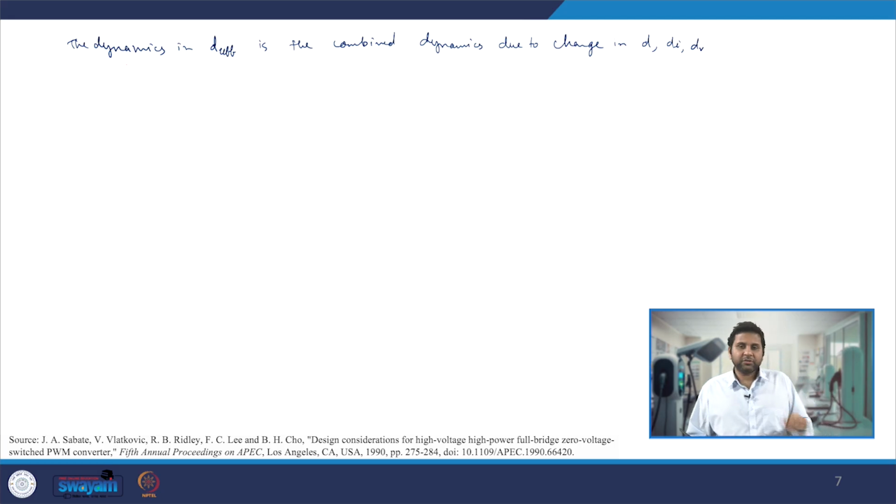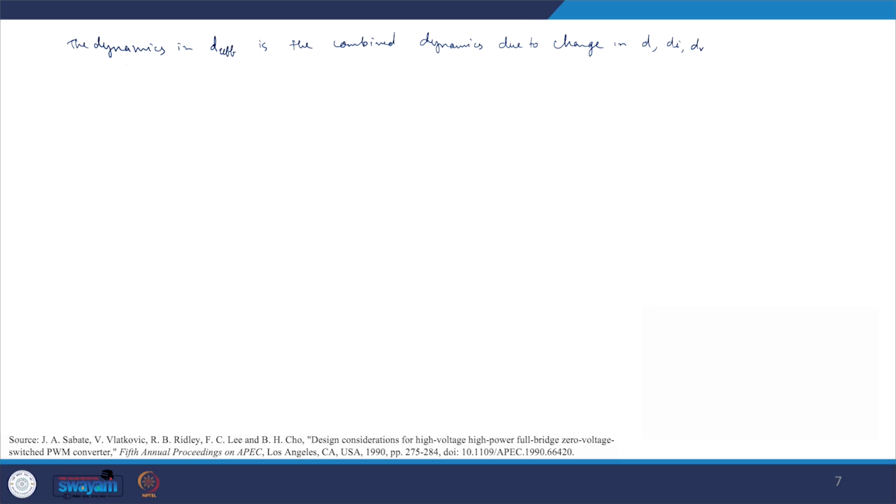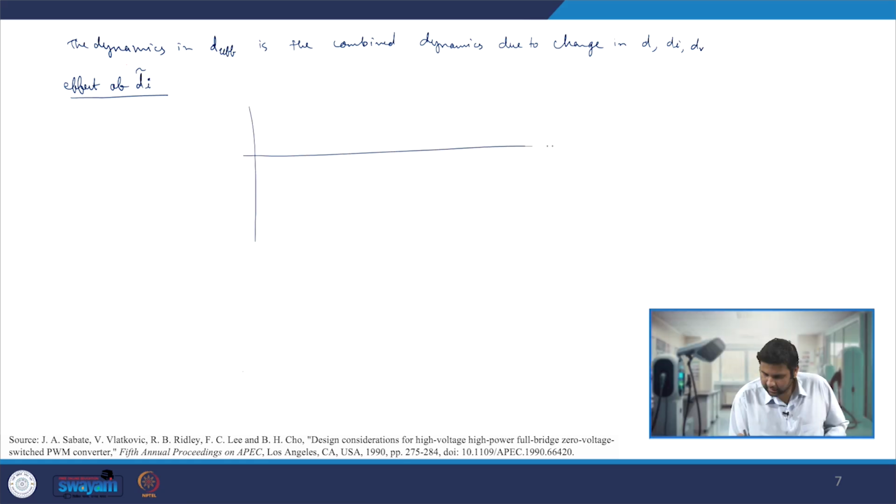Now let us try to find out how my Di will look like. Now let us see how we can say how our Di changes. So, the effect of a small change in the Di.